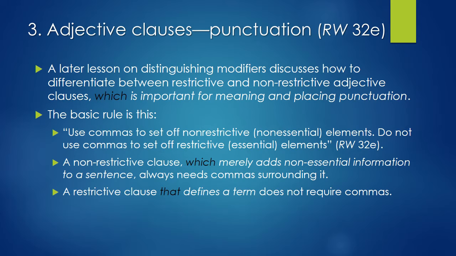A non-restrictive clause, which merely adds non-essential information to a sentence, always needs commas surrounding it or setting it off. A restrictive clause that defines a term does not require commas, as these sentences illustrate.